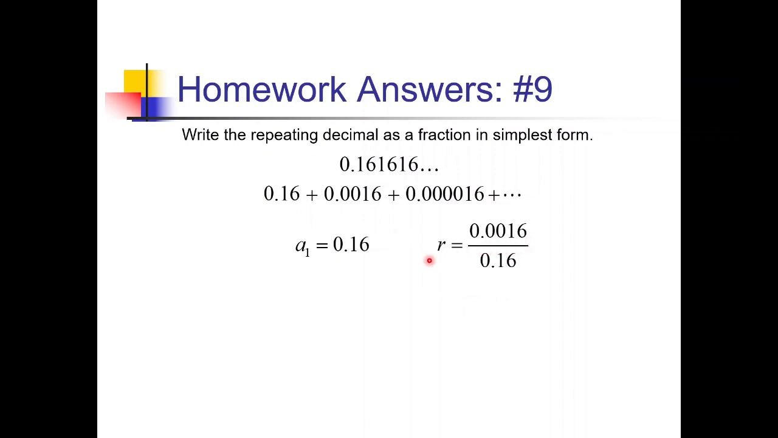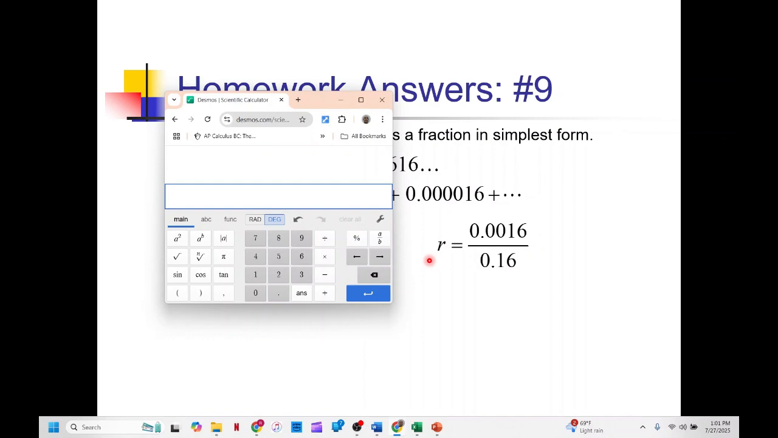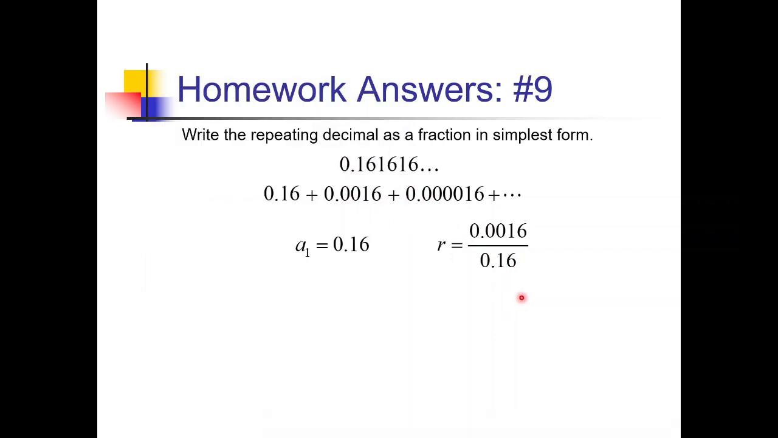Let me just do this on the calculator. So, let's see, hold on a sec. There we go, 0.0016, too many zeros, divided by 0.16, and that comes out to 0.01, which makes sense. We just keep multiplying by 0.01, so we just keep moving that decimal backwards, left 2 spaces. So there's our r value. So because that's less than 1, I definitely have a finite sum for this thing.